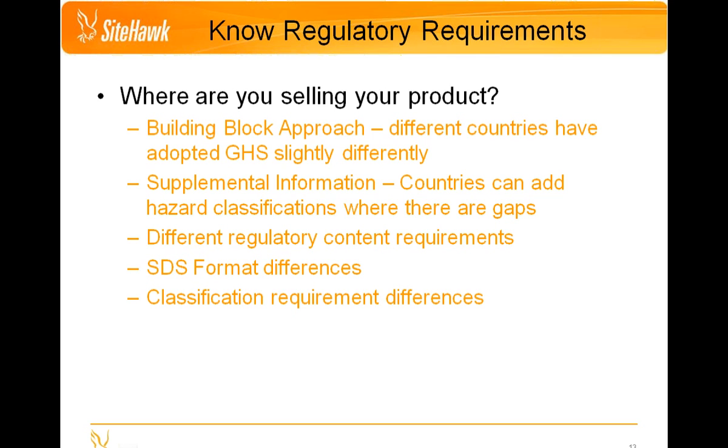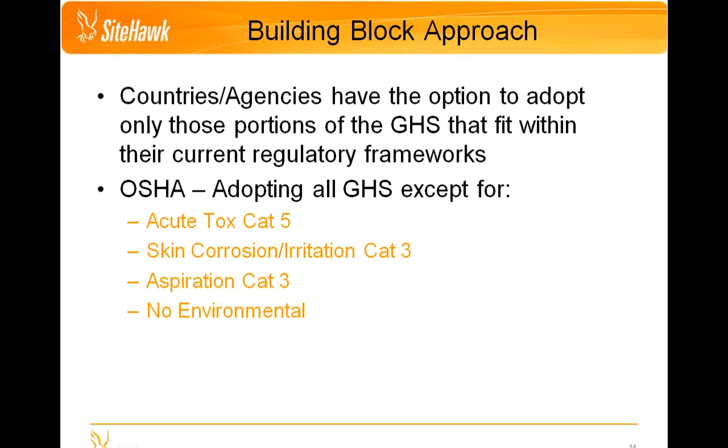That's exactly right. So let's take the first one here, which is the building block approach. And again, this is where countries and agencies have the option to adopt only those portions of the GHS that fit within their current regulatory framework. OSHA, for example, is going to be implementing the building block approach. They have stated that they're going to be adopting all GHS hazard categories except for acute toxicity category 5, skin corrosion irritation category 3, aspiration category 3, and they're not going to be adopting any of the environmental hazards.